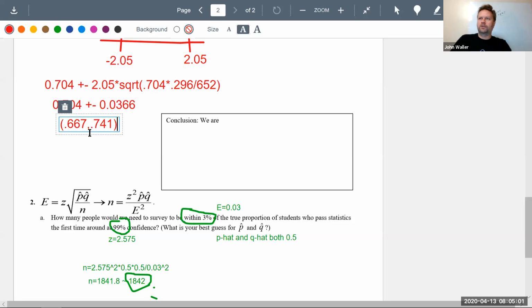So try to write the conclusion. Remember, your units are going to be percentage. So convert those decimals to percentages when you write your conclusion.